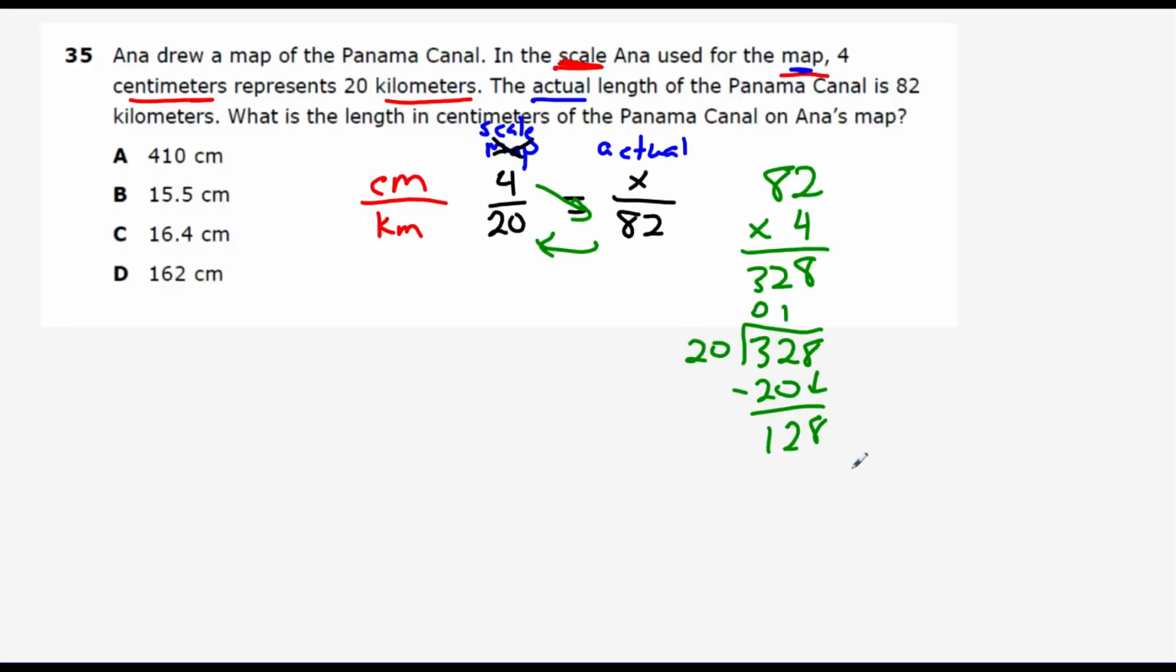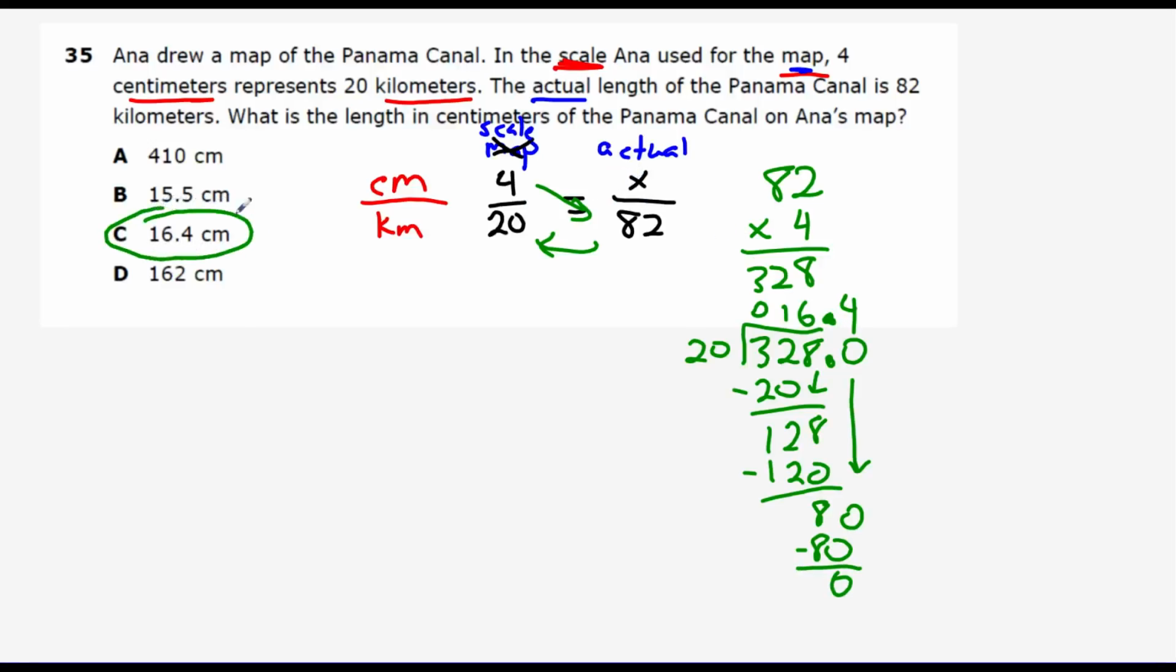Back on course. 20 goes into 128 6 times. 6 times 20 is 120. Right? 128 minus 120 is 8. That's the 8 I wanted. I'm going to add a decimal because I still got some work to do here. Right? Nice. Almost finished. 20 goes into 80 4 times exactly. Ran out of numbers to divide. So we're left with 16.4 centimeters. And that's the answer that we wanted.